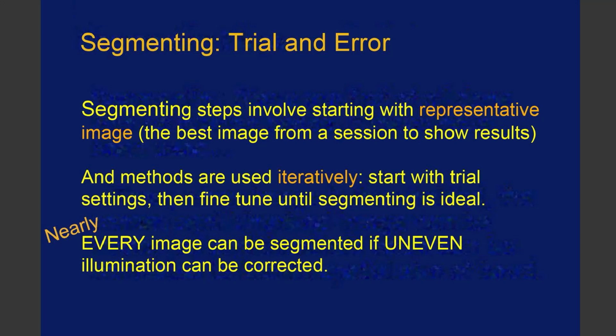So when you segment, those steps involve starting with a representative image, often the best image from a session to show results. And the methods that are used iteratively. You start with trial settings, then fine-tune until segmenting is ideal. So you have to go back and forth with your settings to determine what works best. Nearly every image can be segmented if uneven illumination can be corrected.